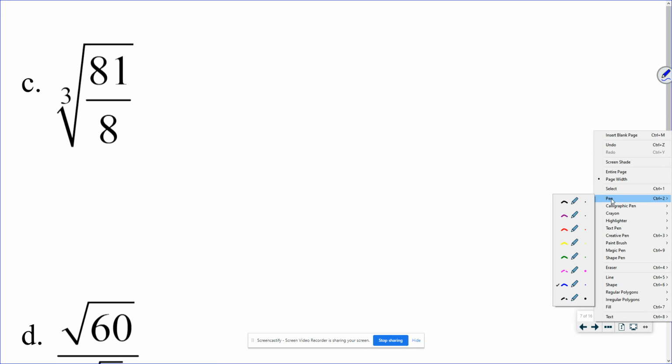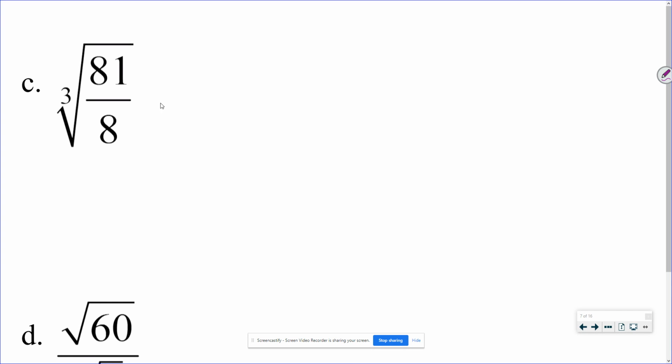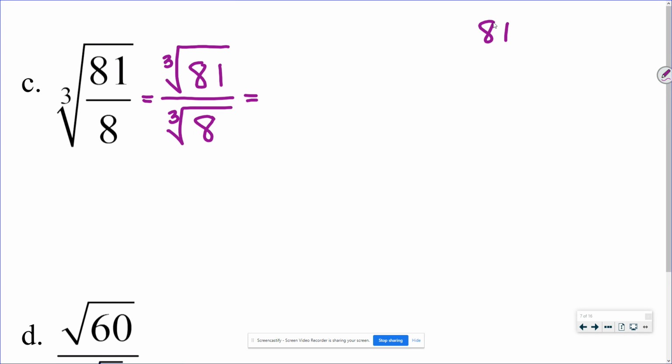Okay, so let's look at example C. This one's a fraction, so we're going to use that division property that allows us to take the numerator and the denominator and put them into their own radical, like so. And then you can simplify the numerator and the denominator separately, which the way that this is set up, I need to kind of go over to the side and do my little factor trees to figure out what these things are going to simplify to.